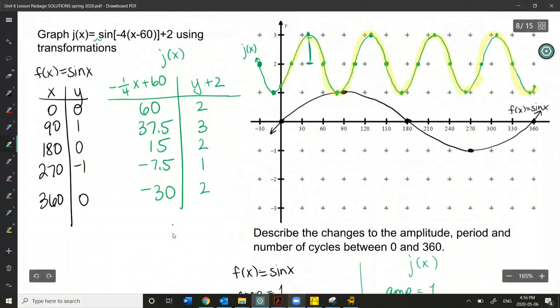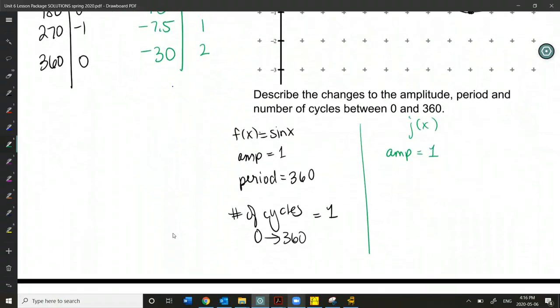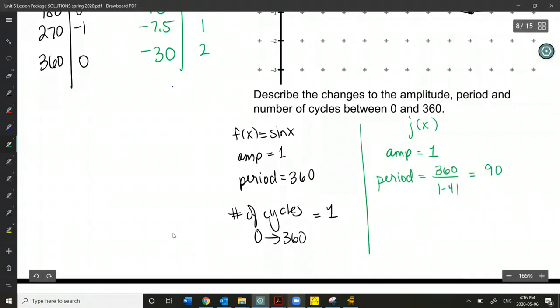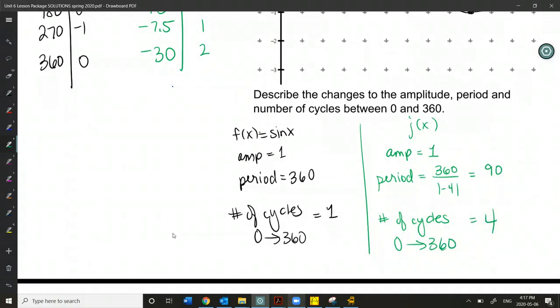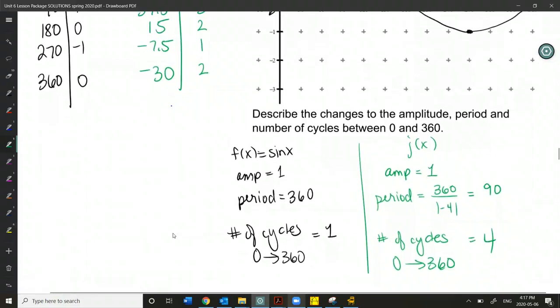And we can actually see that on the graph here. That displacement there is 1 unit. Period here has changed, however. Like we said, the K value was -4, and to calculate period, we do 360 over the absolute value of 4, so just the positive version of that. So your period should actually be 90. And for the number of cycles between 0 and 360, if we take the absolute value of K, that should tell us the number of cycles. So that should be 4 cycles between 0 and 360.